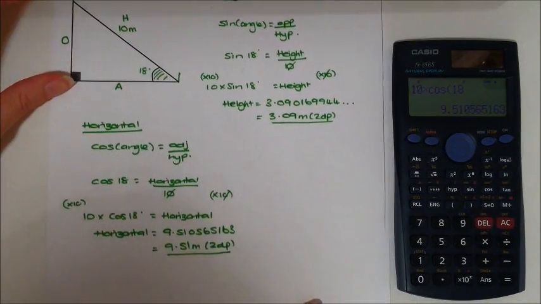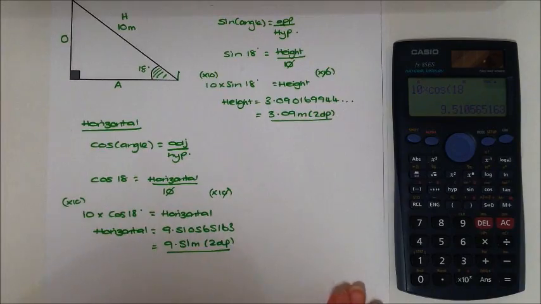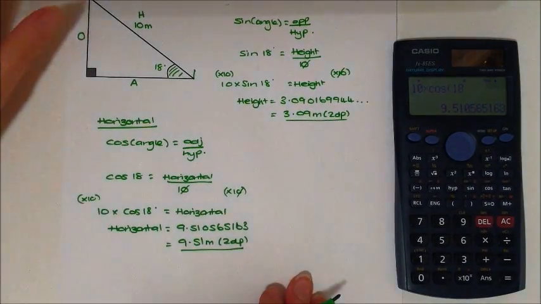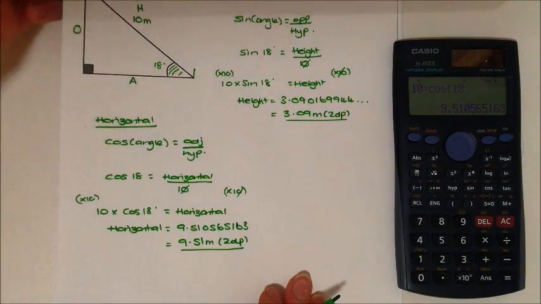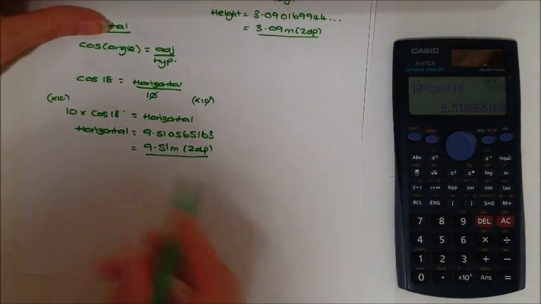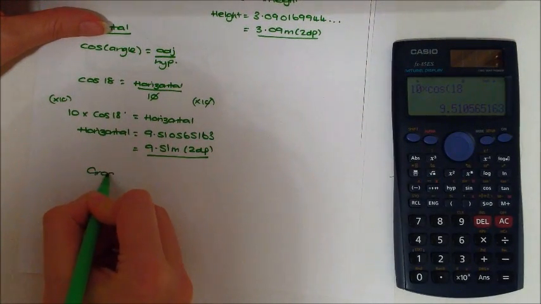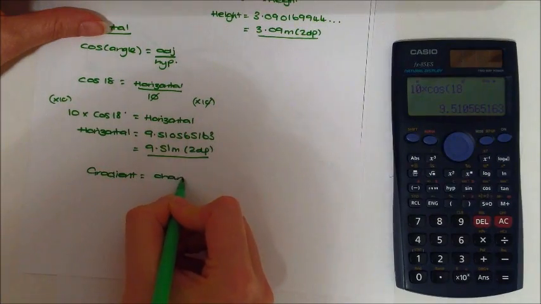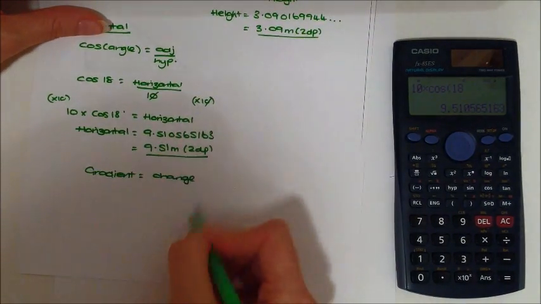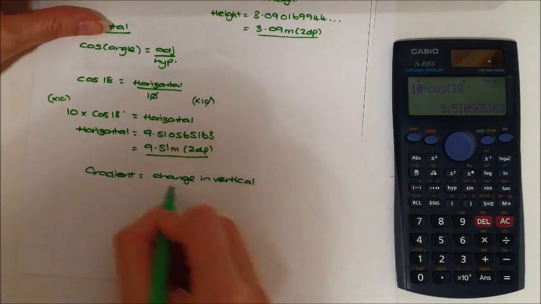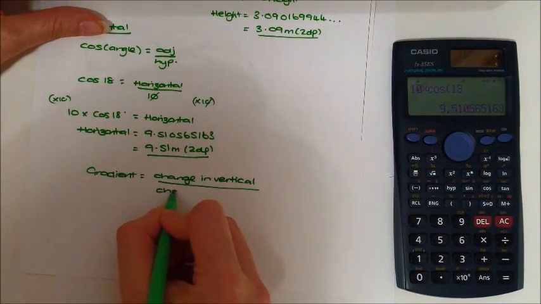Now, in order to find the gradient, you're talking about the steepness of something. So you're saying how much it goes across by how much it goes up. You may have come across this before, especially if you were doing gradients of graphs. To calculate the gradient of something, you do the change in the vertical. You may have heard of it as change in the y direction. So change in the vertical direction divided by the change in the horizontal.